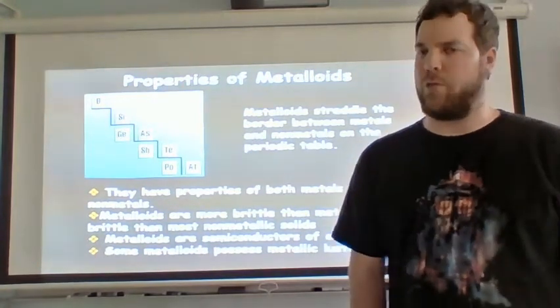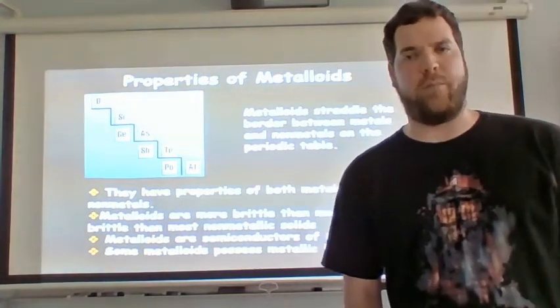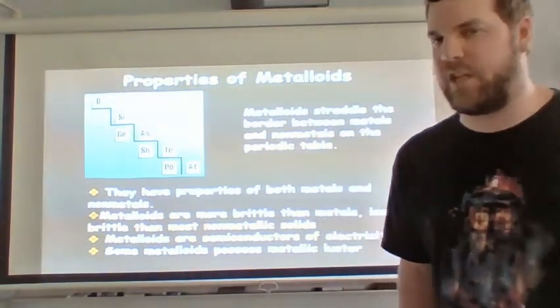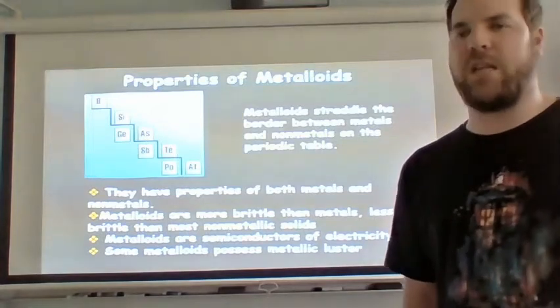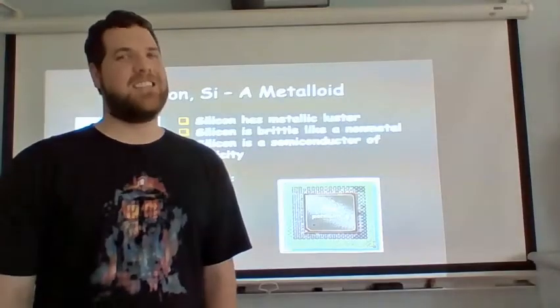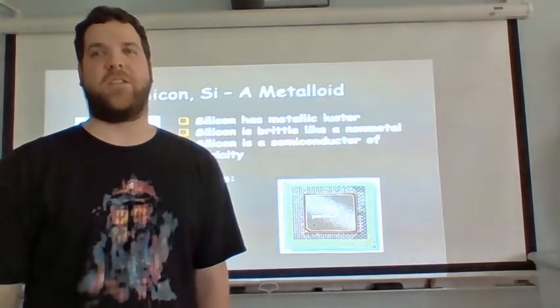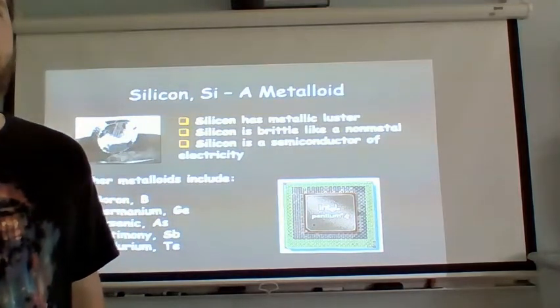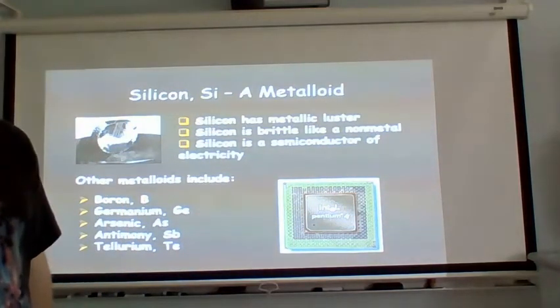Metalloids are more brittle than metals, less brittle than most non-metallic solids. Metalloids are semiconductors of electricity. Some metalloids possess metallic luster, but most do not. Silicon is one that does have luster, but it is brittle like a nonmetal. Since it is a semiconductor, it is heavily used in computer chips.